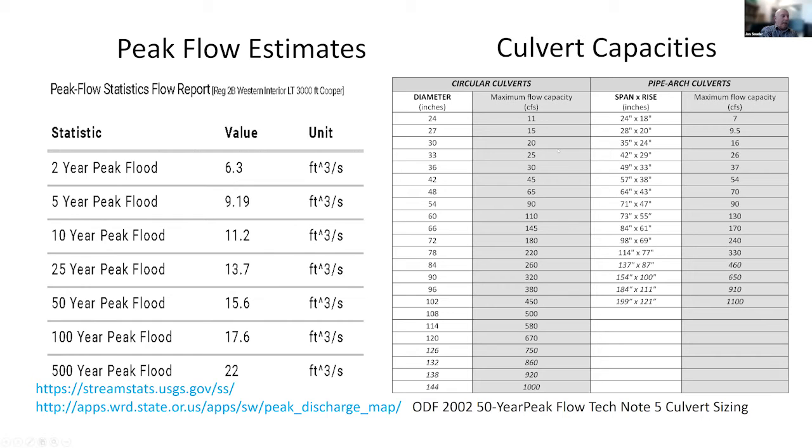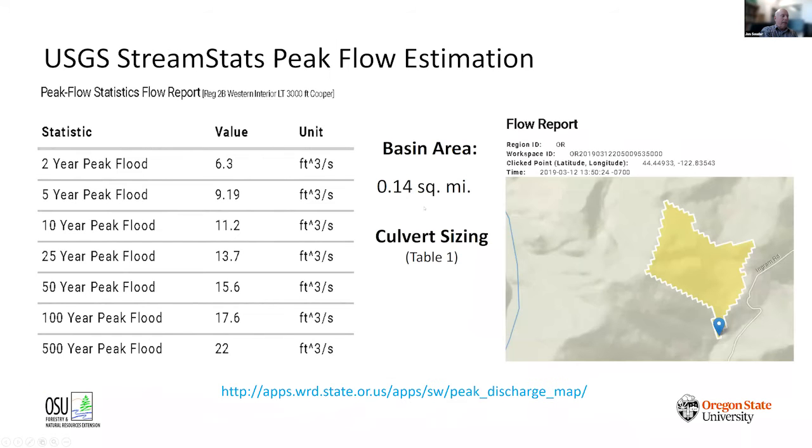And so if we look at this particular example that we had earlier, we have a basin there that's fairly small, less than 1/4 of a square mile. And we want to figure out what the culvert sizing is based on that table in the Forest Practices Technical Note. So I want to emphasize the 50-year and the 100-year peak flows. Recall that the 50-year peak flow is what's required under the Forest Practice Act, and then I'll make a comparison to the 100-year peak flow.